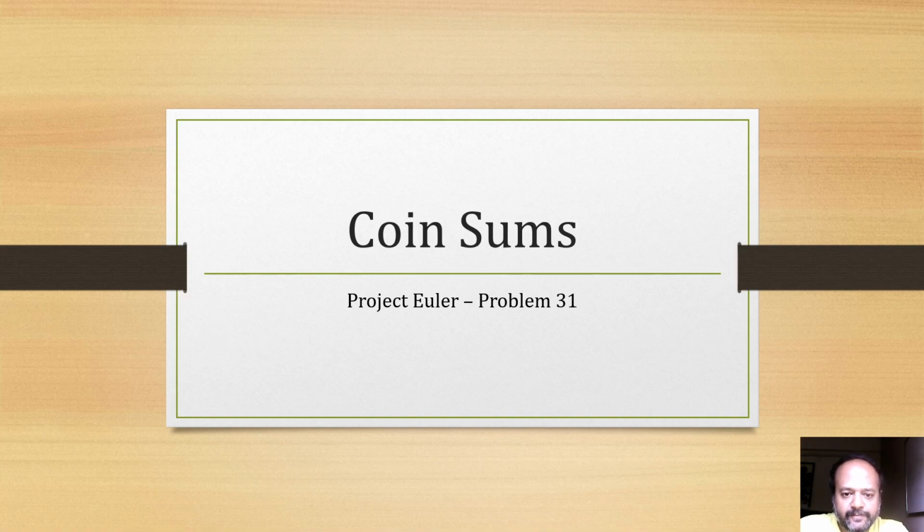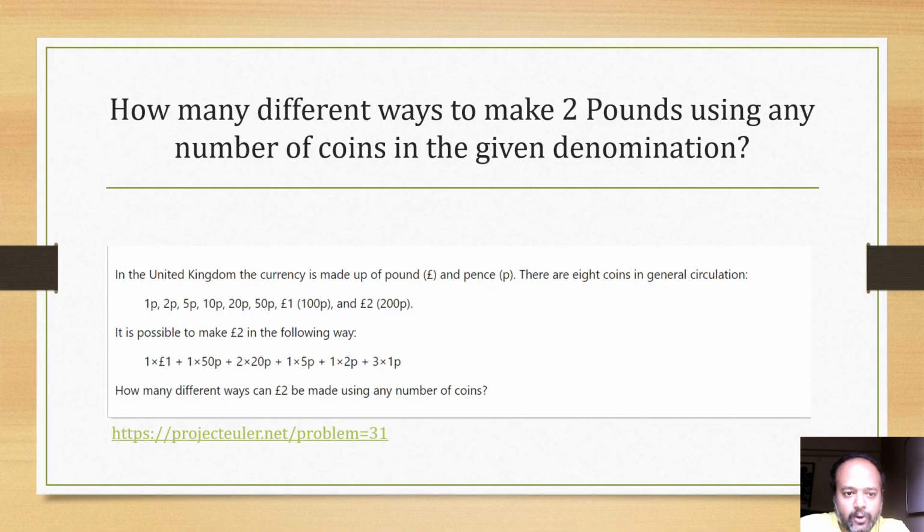Good evening, friends. Today, let us look at problem number 31 from Project Euler. It is the famous coin sums problem. What does the problem say? How many different ways are there to make 2 pounds using any number of coins in the given denomination?